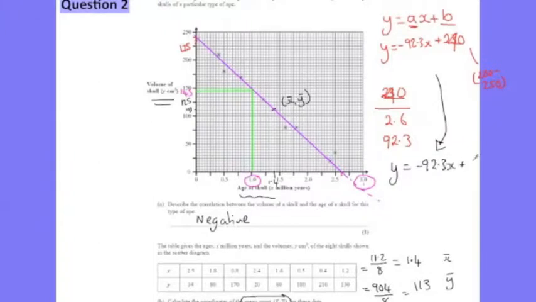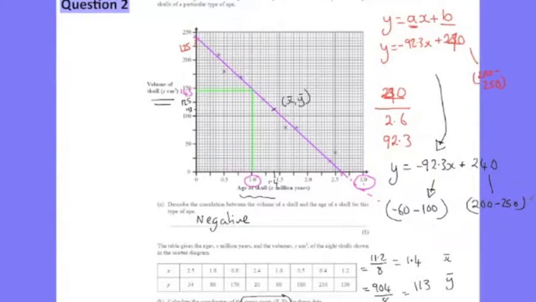So I'll rewrite that out again down below, that our equation is y equals minus 92.3x plus 240. Again, with the ranges here, a can be anywhere between minus 60 and minus 100, and this number here, 200 to 250. So just make sure that your numbers for a and b are somewhere between these two ranges.